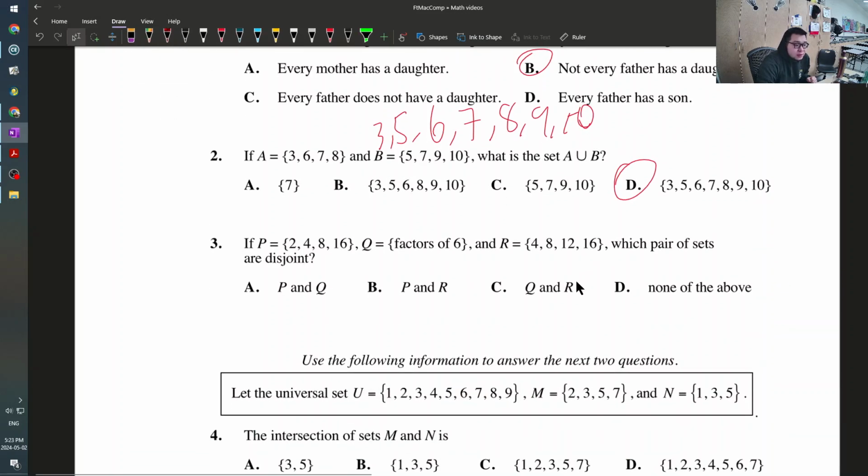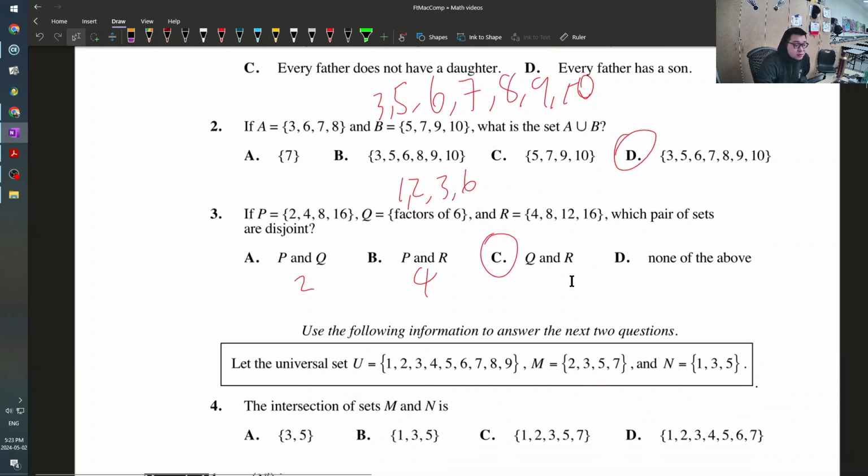P is 2, 4, 8, 16. Q is factors of 6. So 1, 2, 3, 6. And R is 4, 8, 12, 16. Which of these two sets are disjoint? Disjoint means there are no overlaps. So P and Q have 2 overlap. P and R have 4 overlap. Q and R has 1, 2, 3, 6, nothing overlaps. So 3 is C.